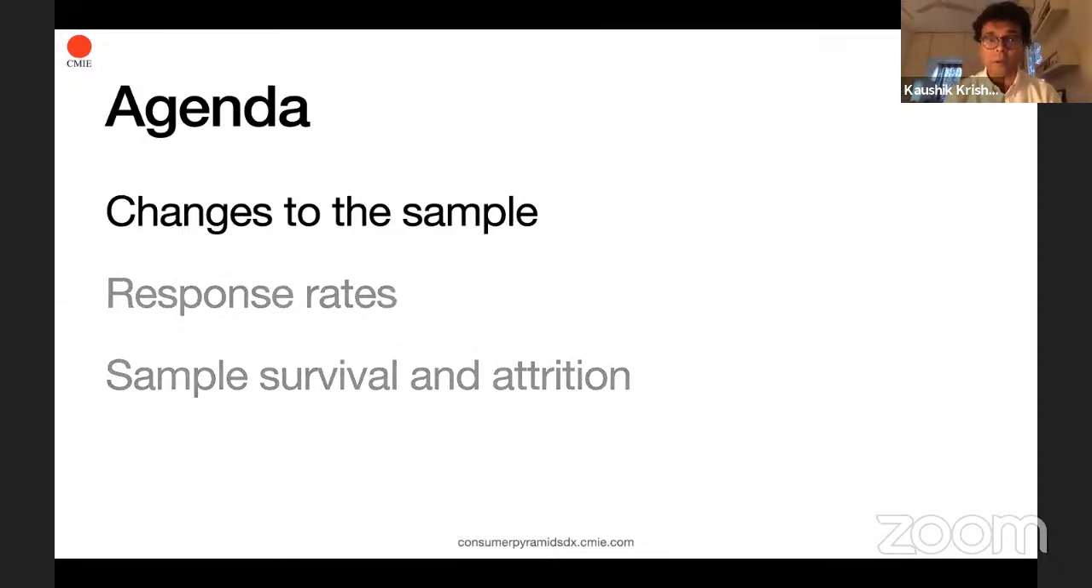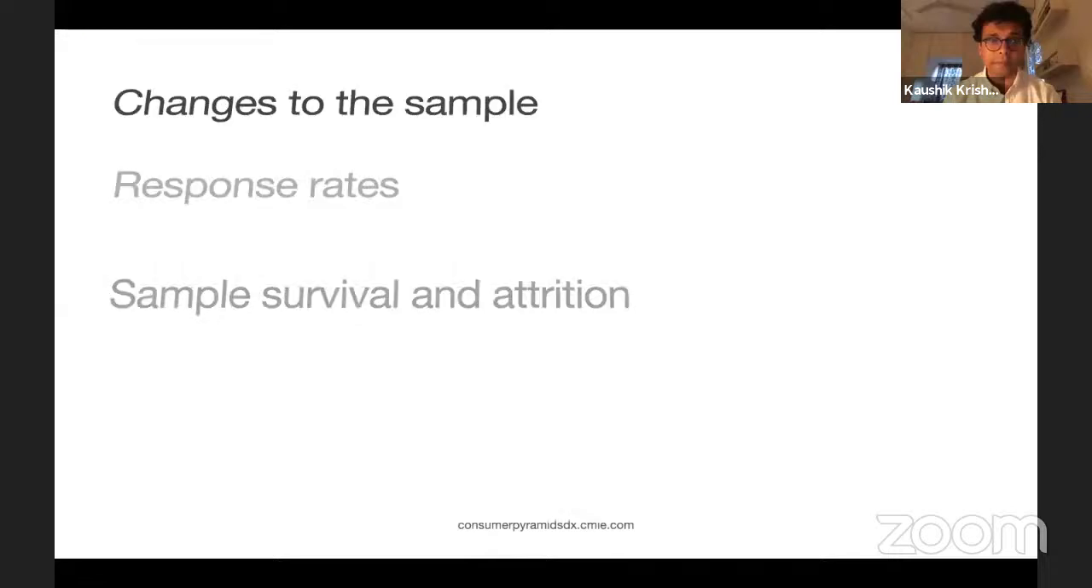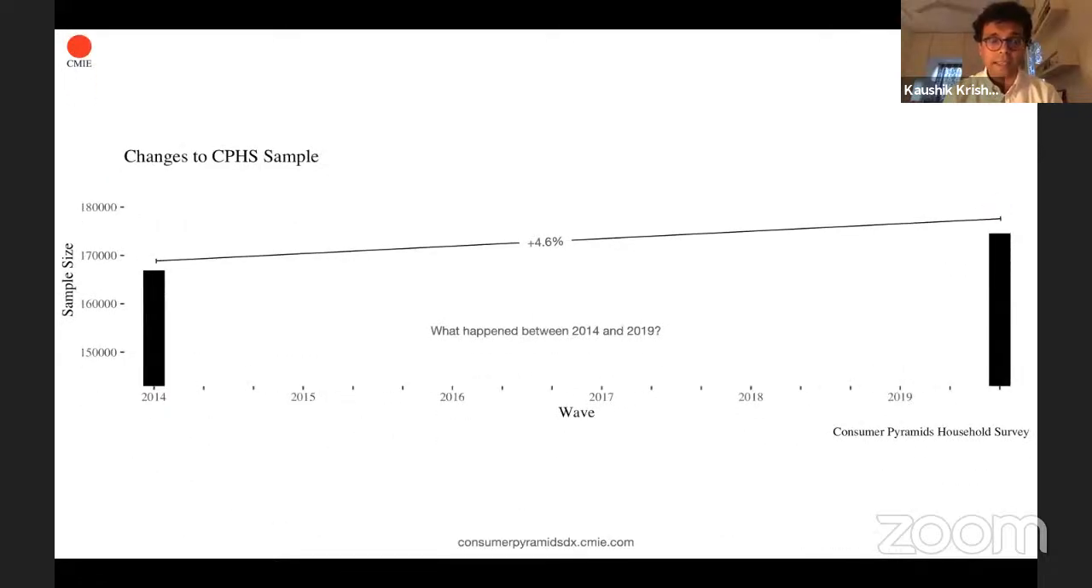So we're going to start with changes to the sample. Let's go back to that graph that I motivated the beginning of this talk with. Between 2014 and 2019, there was a 4.6% growth in the size of the sample. What happened in those intervening years and intervening waves?